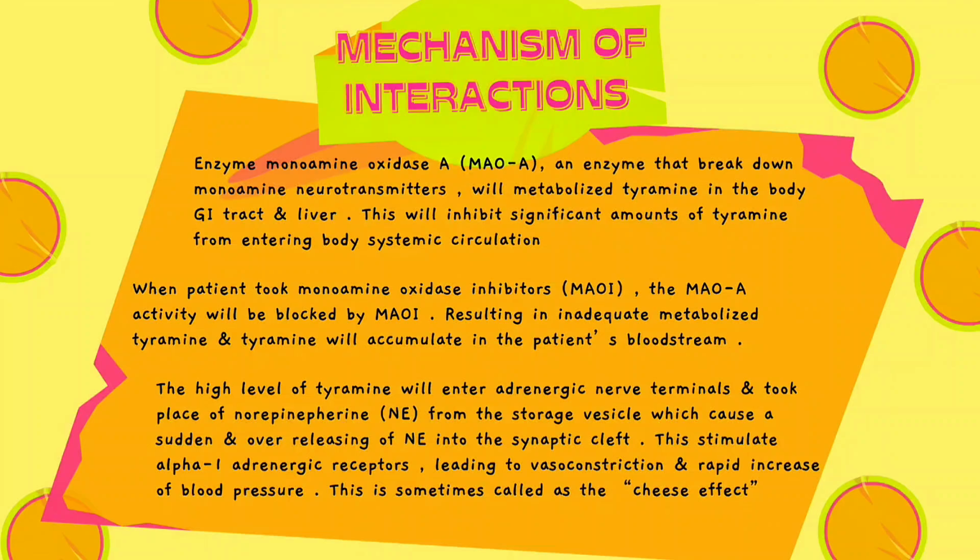A higher level of tyramine will enter the adrenergic nerve terminal and take the place of norepinephrine from the storage vesicle, which causes sudden and excessive release of norepinephrine into the synaptic cleft. This stimulates alpha-1 adrenergic receptors, leading to vasoconstriction and a rapid increase of blood pressure. Sometimes this is called the cheese effect.